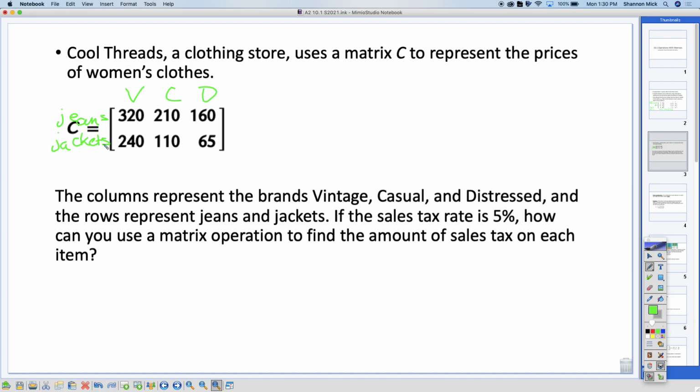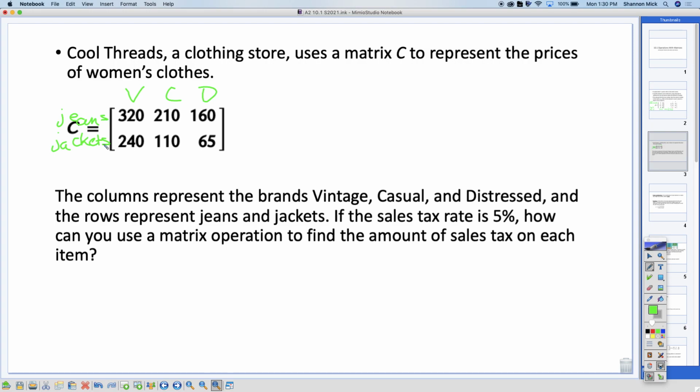Okay, so in my brain, they typically don't write that. I know vintage, casual, distressed, jeans, and jackets. So how much is a casual jacket? 110. Oopsie daisy. A casual jacket. That's in position. What position? C sub what? See, so 2, 2. It's 110.